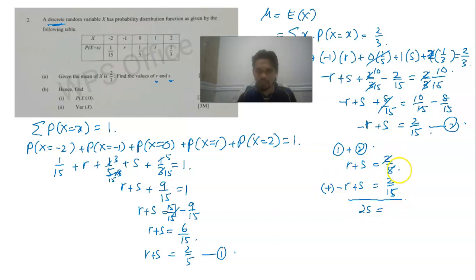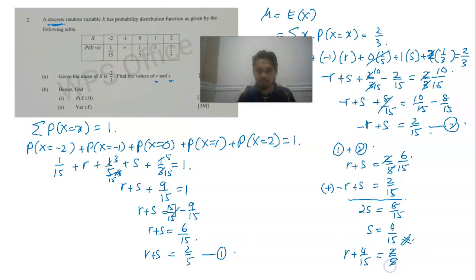Make this one 5 times 3 equal to 15, so 2 times 3 equal to 6. 6 plus 2 equal to 8 over 15, then s equal to 4 over 15. So it's time for us now to find out the value of r. S is 4 over 15, so r plus 4 over 15 equal to 2 over 5.